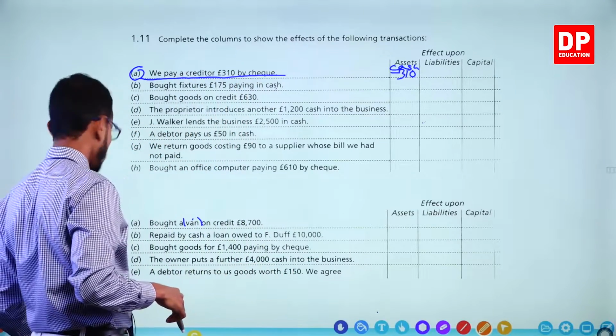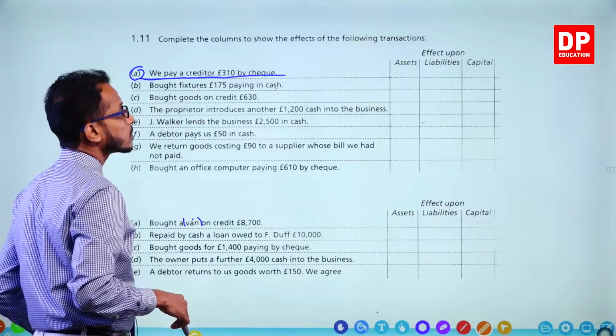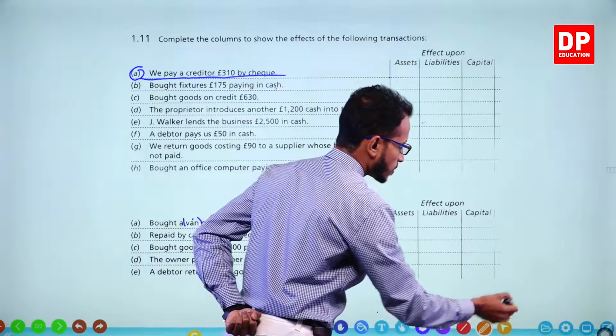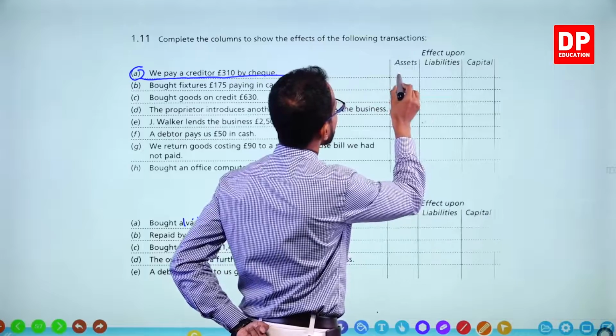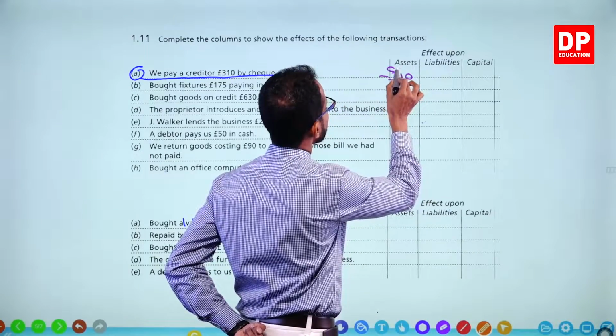Isn't it clear to you? If it's not clear, I will use a different color. 310 decreases cash.